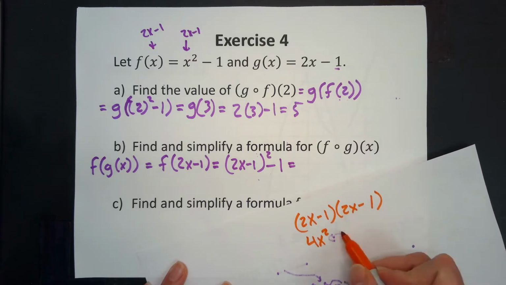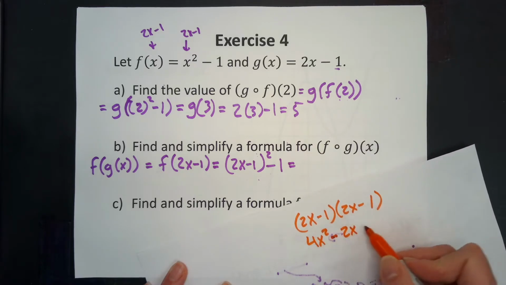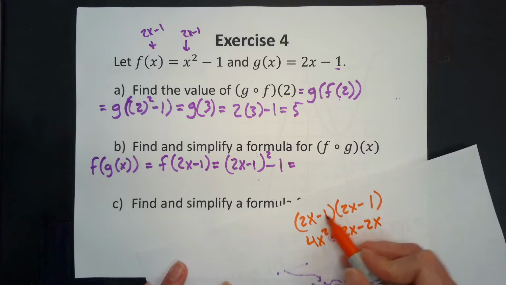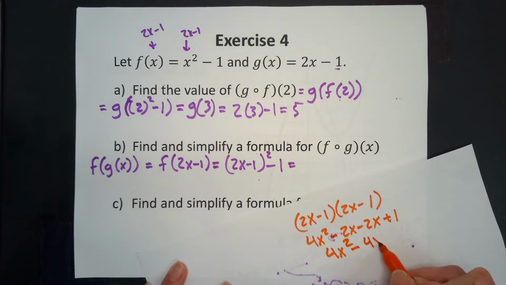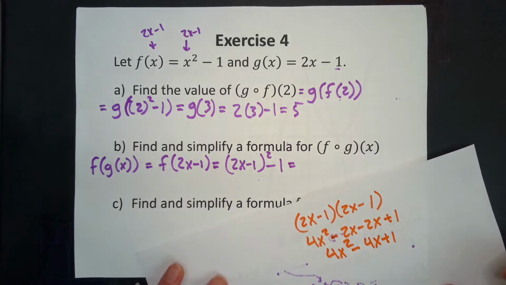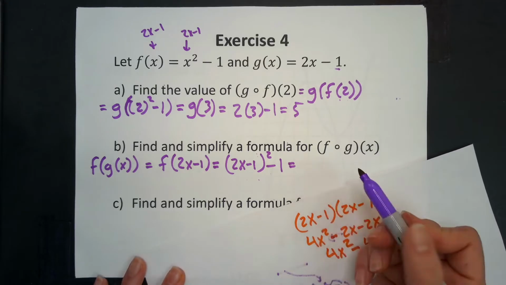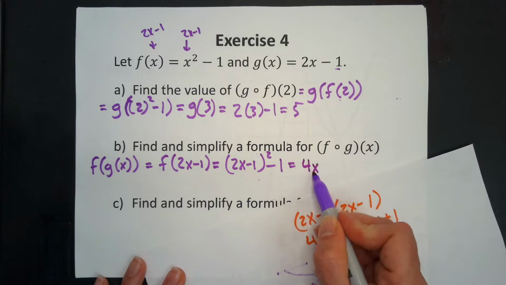2x times 2x, and then 2x minus 1 times -1 is -2x. -1 times 2x is -2x, and then -1 times -1 is +1. So I'm going to get 4x squared minus 4x plus 1. Well, let's copy that over here. I just want to keep it all on the same sheet of paper for my answers here.